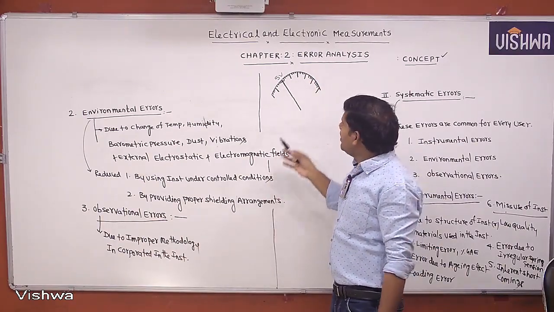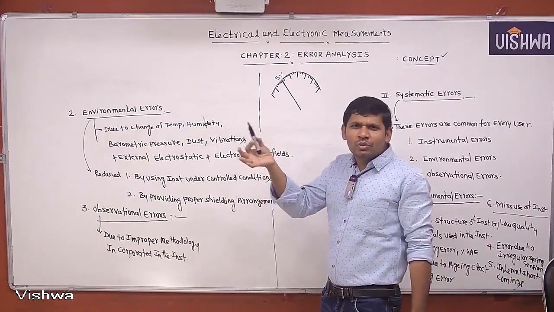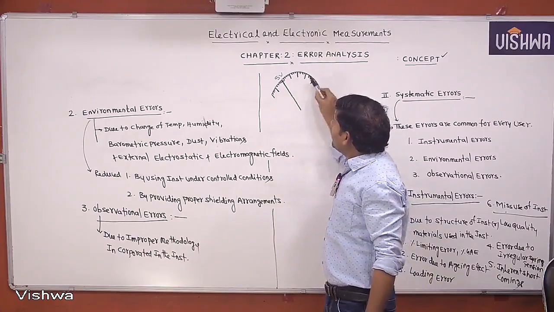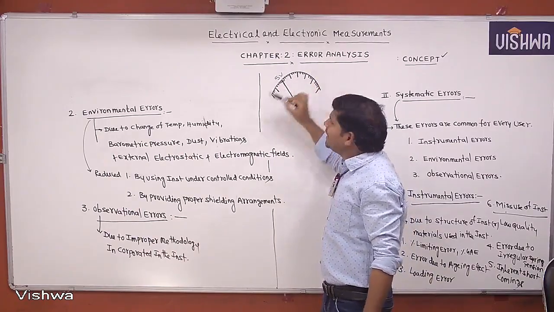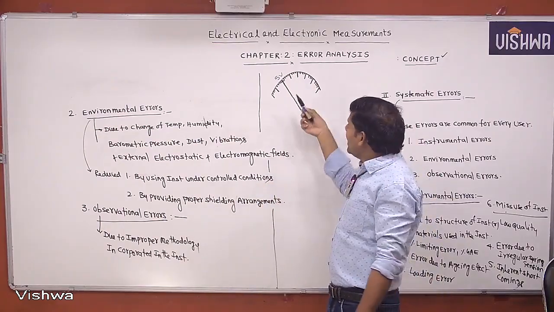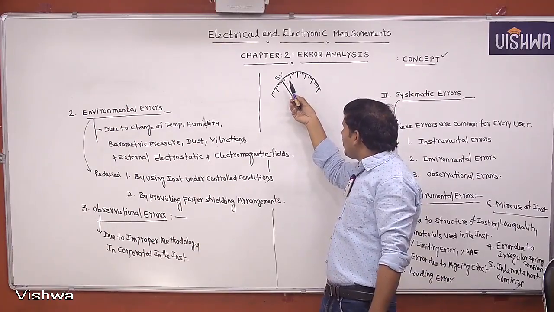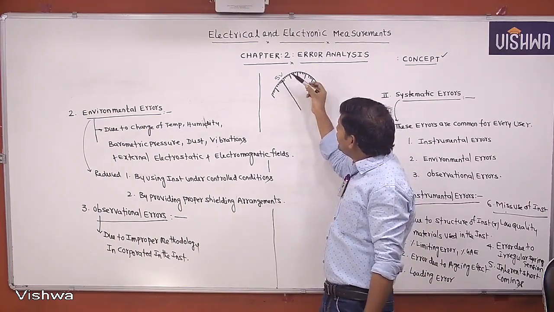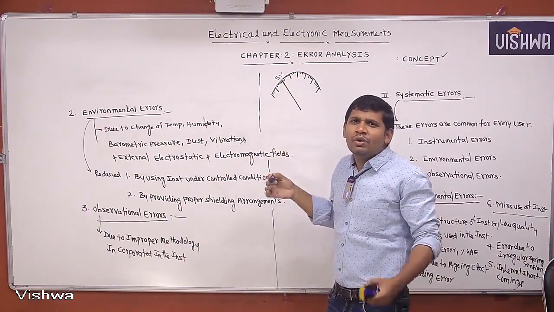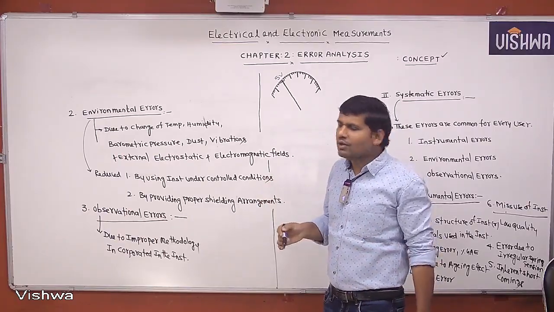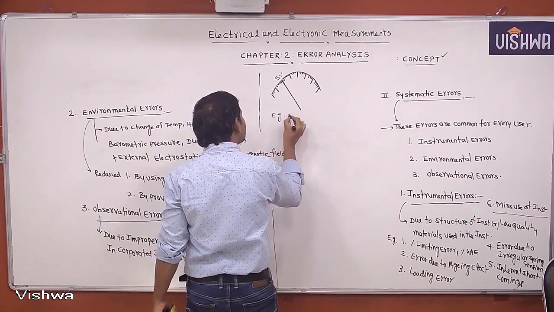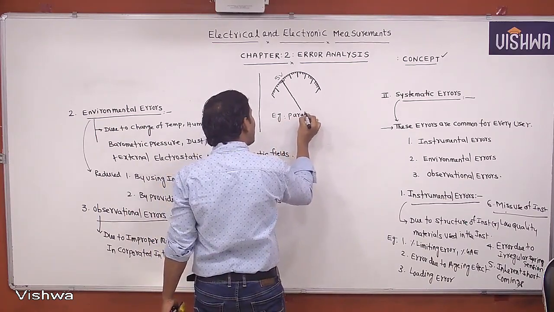Or otherwise, most of the instruments we are using in our laboratory are implemented with some mirror arrangement. What is the purpose of using a mirror? Whatever error we get because of bending of the pointer, in order to compensate for that, you take the readings in mirror image. Once we take the readings in mirror image, we can reduce the parallax error. Understood? The example of observational error is parallax error.